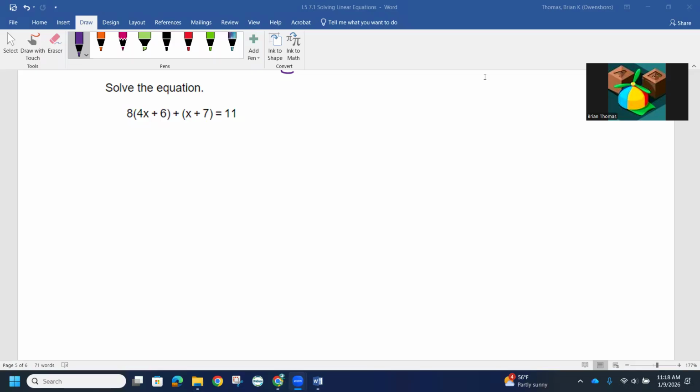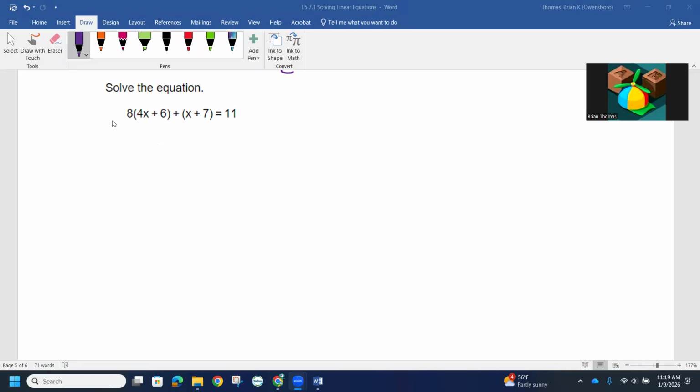Let's look at a few more questions trying to solve equations. Right now, I'm not really sure if it's linear or not without simplifying it a little bit. So to simplify the left-hand side, we can distribute the 8 through the parentheses since that means multiplication.